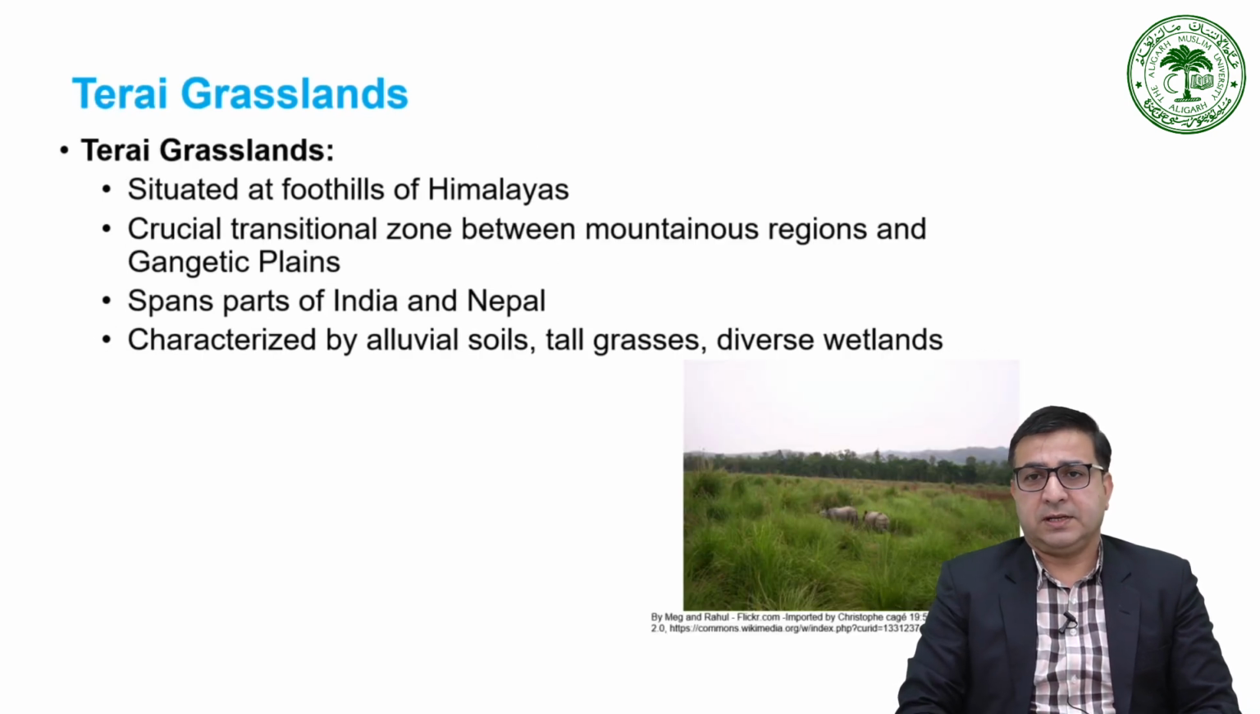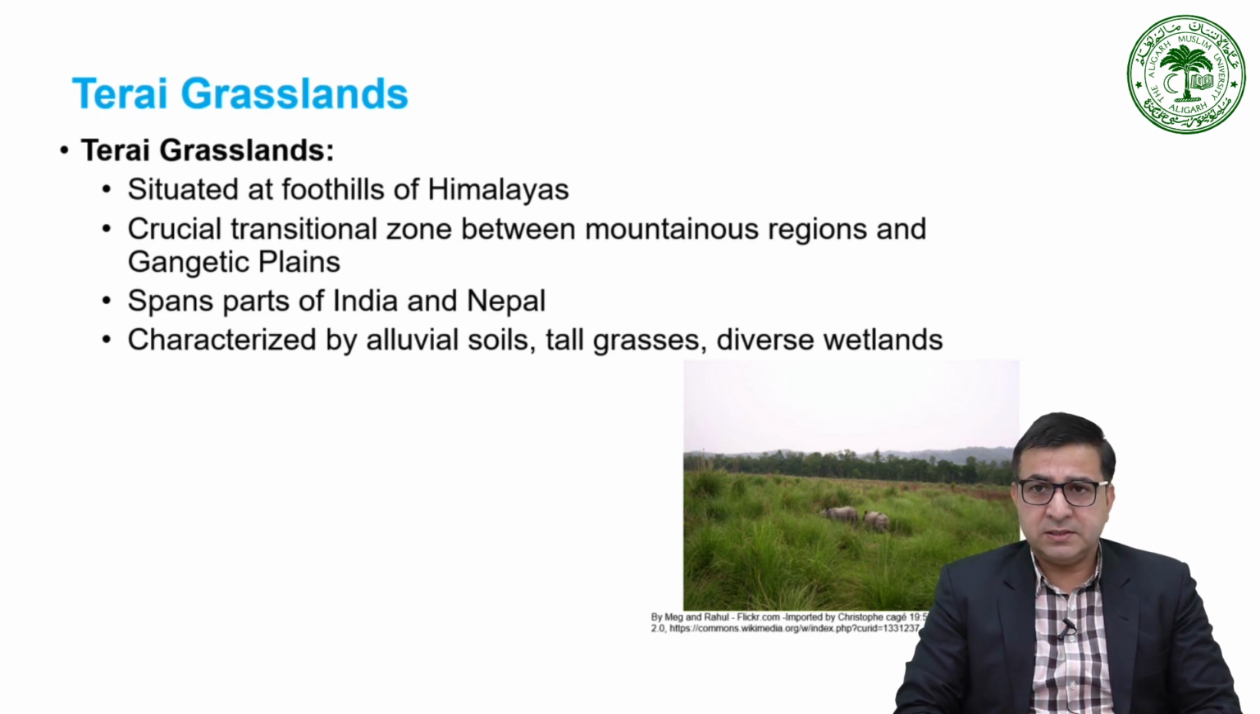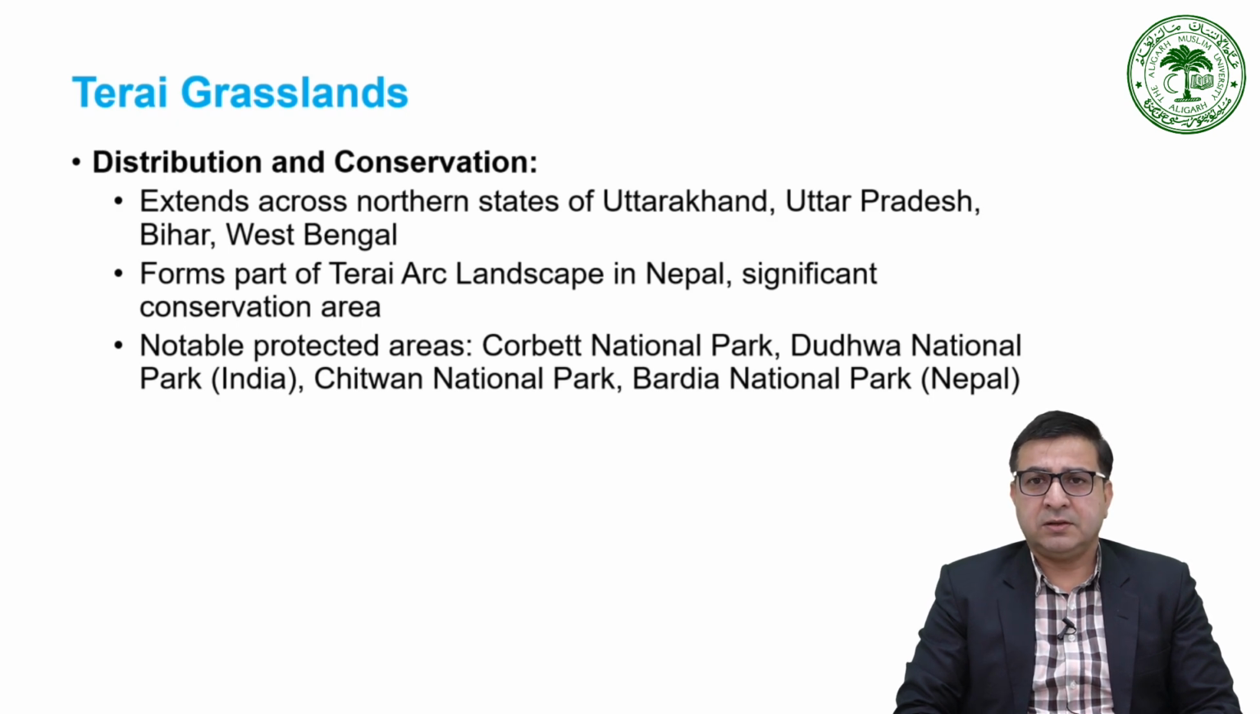Another is Terai grasslands. Terai grasslands situated at the foothills of the Himalayas form a crucial transitional zone between the mountainous regions and the Gangetic plains, spanning parts of India and Nepal. This ecologically rich landscape is characterized by alluvial soil, tall grasses, and diverse wetlands. Terai extends across the northern states of Uttarakhand, Uttar Pradesh, Bihar, and West Bengal. In Nepal, it stretches along the southern border, forming part of the Terai Arc landscape, a significant conservation area.